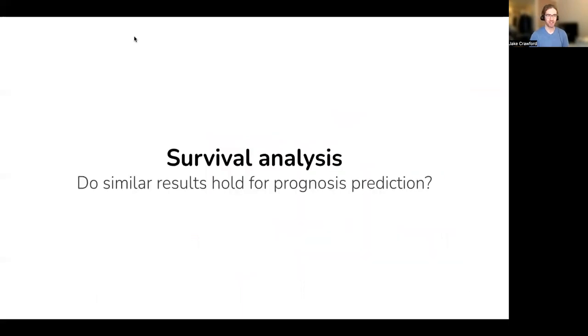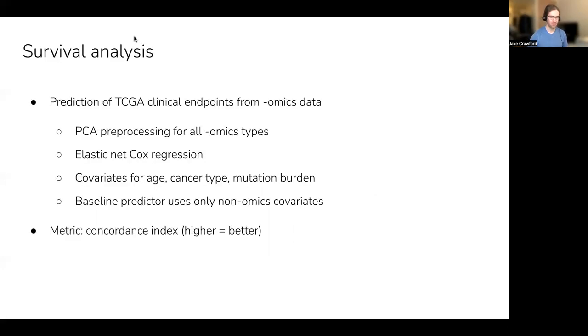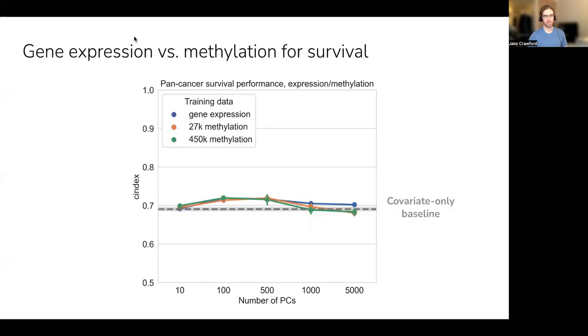So we also wanted to ask if we use these different omics types to predict survival, do we see similar redundancy, similar results? In this case, we did PCA preprocessing for all of the omics types to get comparable signal per feature for each of them. We used elastic net Cox regression with covariates for age, cancer type, and mutation burden. And we used a baseline predictor that only uses non-omics covariates, which tends to be pretty hard to beat in previous studies. And as a metric, we're using concordance index. Higher is better in that case.